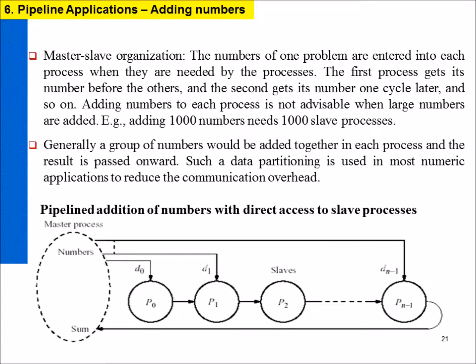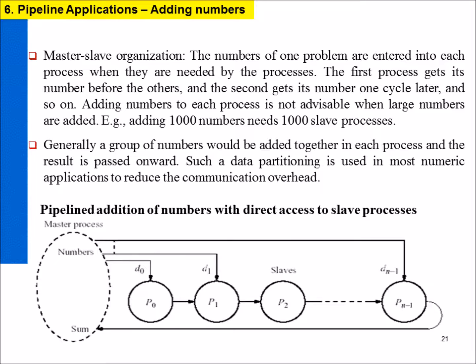Now, what about for your typical master-slave organization like we have in MPI? Well, look at this picture here. The numbers are entered into each process when they are needed by the process. And the first process gets the number before the others. The second process gets its number one cycle later, and so on. So this form of message passing appears in several numeric kinds of problems. And so pipelines where the information is entered from both ends simultaneously, and two-dimensional structures, also are possible.